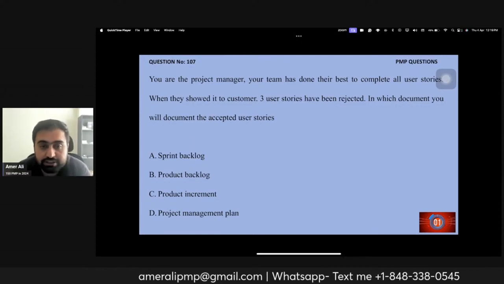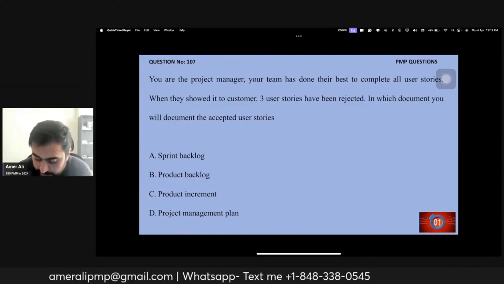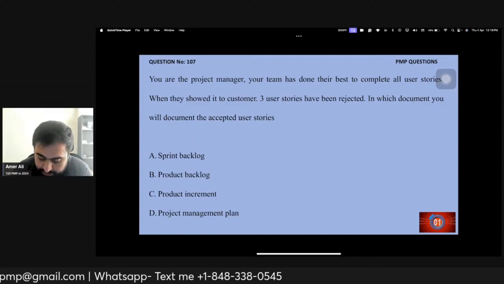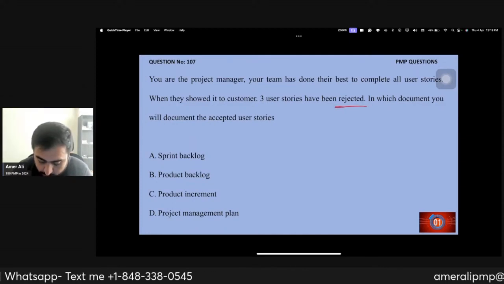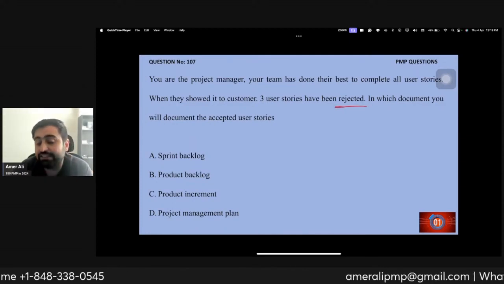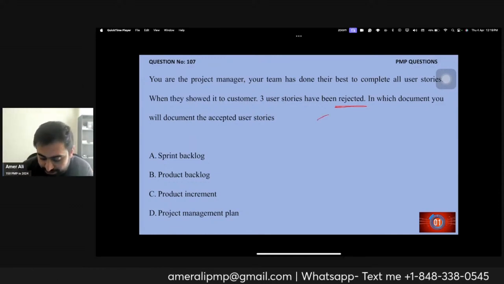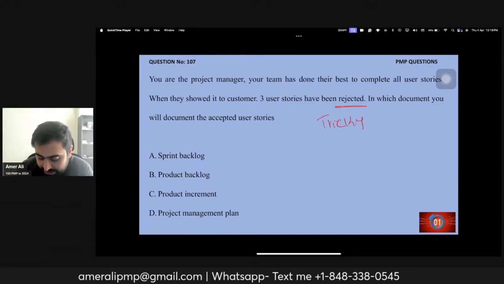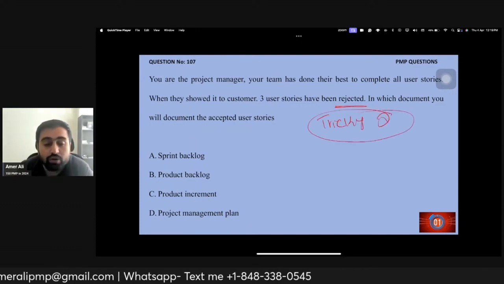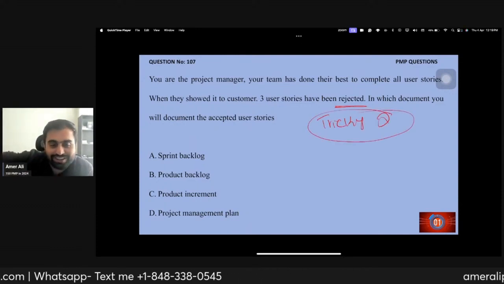You are the project manager. Your team has done their best to complete all. When they showed it, three stories have been rejected. In which document will you document the accepted user story? So be careful about these tricky questions, right? These tricky questions take you out of the way.